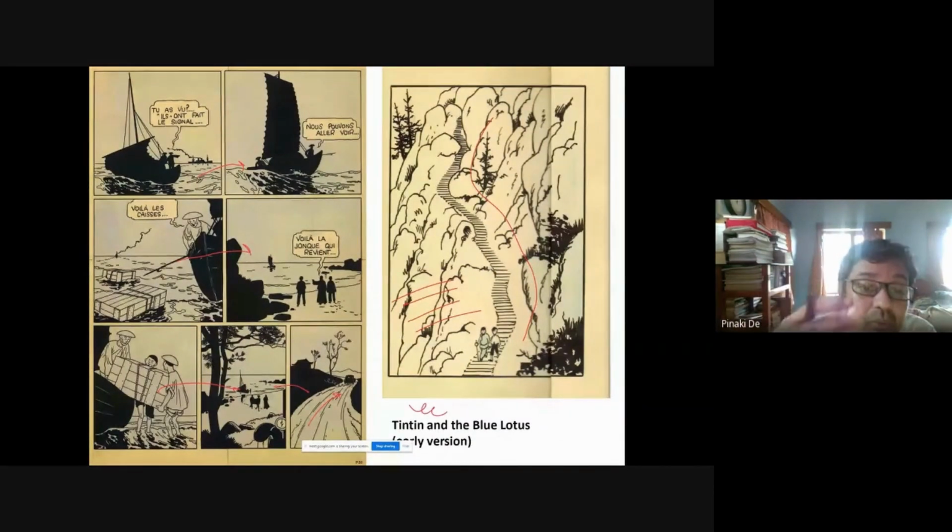The action is in the way you lay out the drawing. Okay, in Tintin you will also see there are a lot of things happening, say in Tintin in Tibet, but the drawing is very clear. It is called clear line drawing, ligne claire.